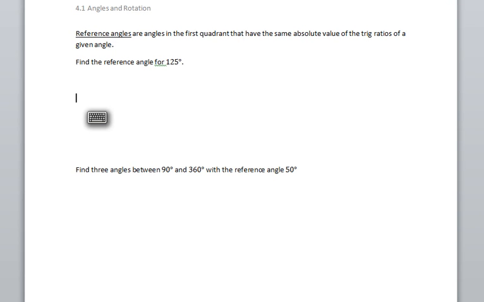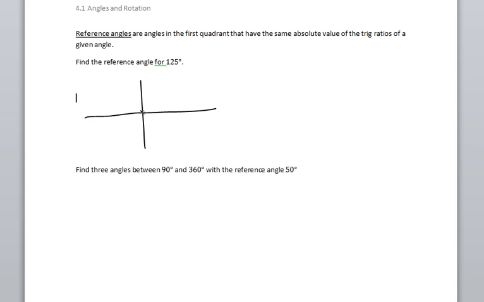Okay, so here in this video what we're going to talk about are reference angles. And I alluded to them a little bit earlier in the first video, but reference angles are just angles in the first quadrant that have the same magnitude, basically, or the same absolute value of trig ratios for a given angle. So the reference angle for 125, well, what quadrant is 125 in?